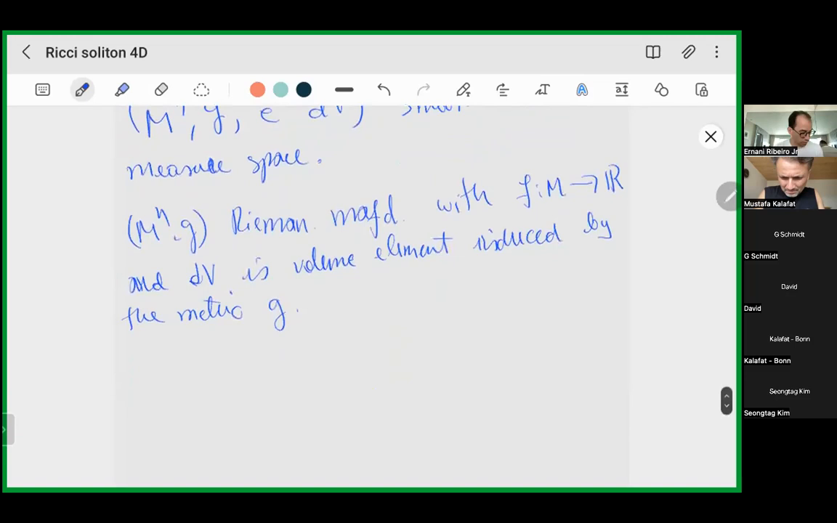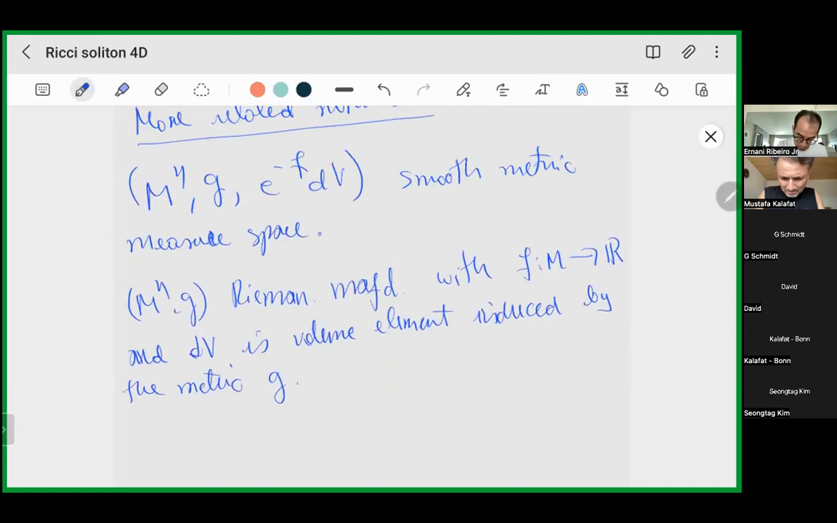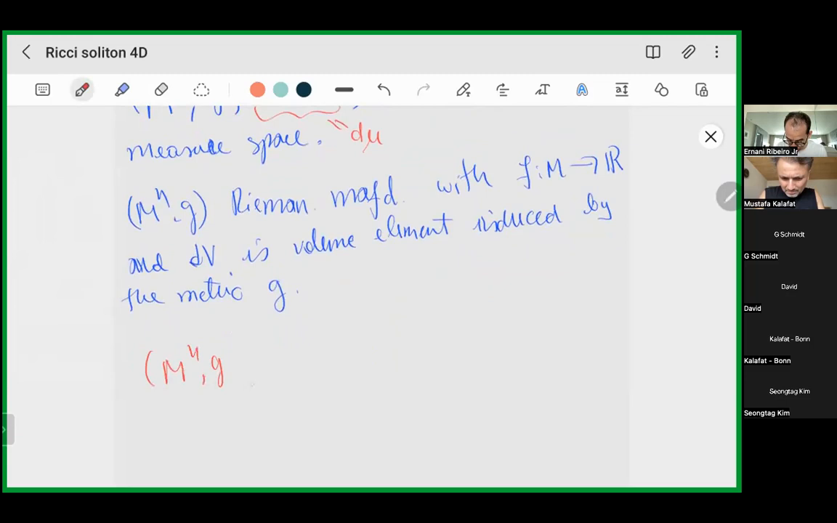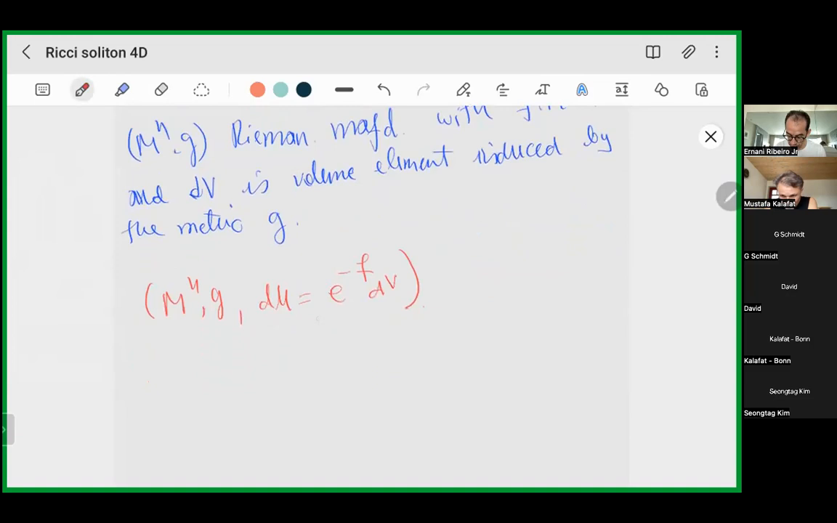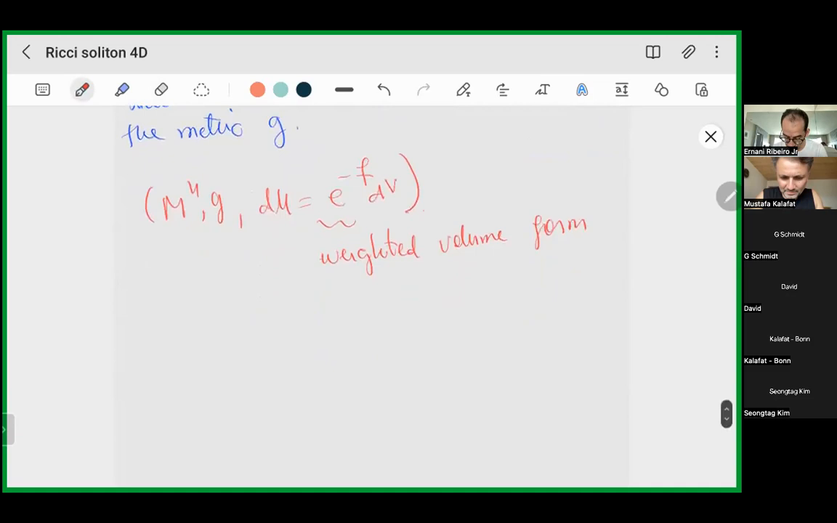And you can also denote this by, to me, essentially we are looking for a Riemannian manifold and a function and a modified volume element given by this. It's a weighted volume. It's very common to say this is a weighted manifold. Okay, so let me put the weighted volume form. So why is this interesting?